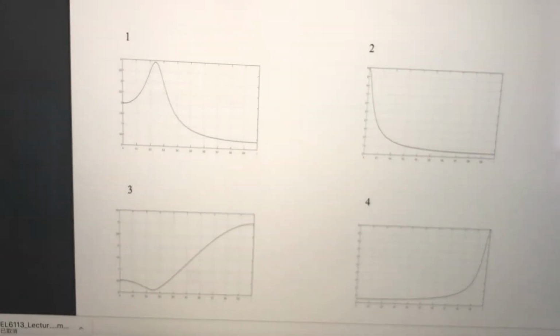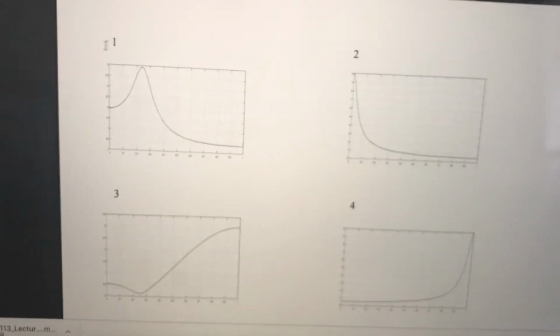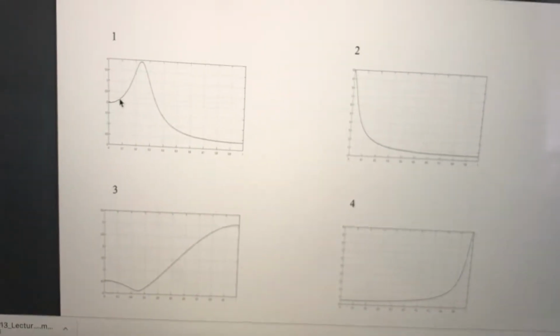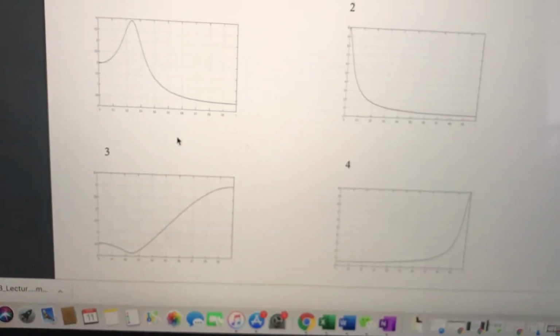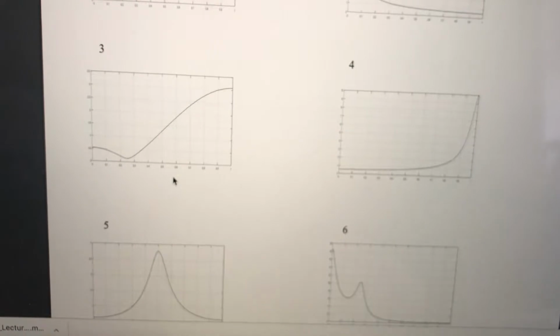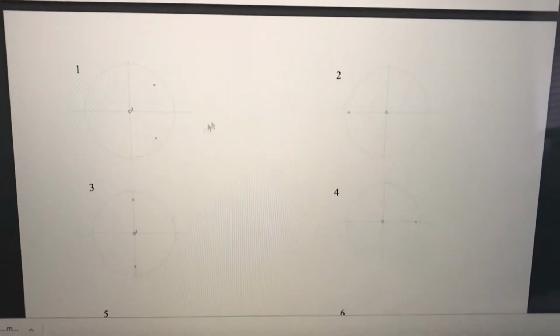Since this one apparently just shows half of the whole diagram, this one peak is around pi over 4. So the first one matches with the first frequency diagram. So let's try diagrams 2 and 4. We could just compare those diagrams together.